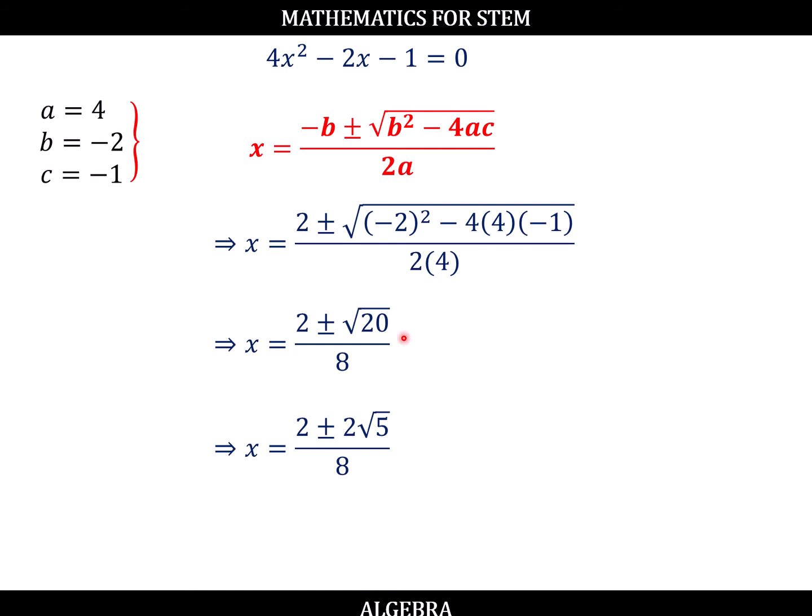Now, we can divide all of these numbers by 2. 2 goes into 2 to give 1. 2 root 5 divided by 2 is 1 root 5, or just root 5. And 8 divided by 2 gives 4. So x could be 1 plus or minus root 5 all over 4. So this means that the three roots of the original cubic equation are x equals minus 3 or x equals 1 plus or minus root 5 all over 4.